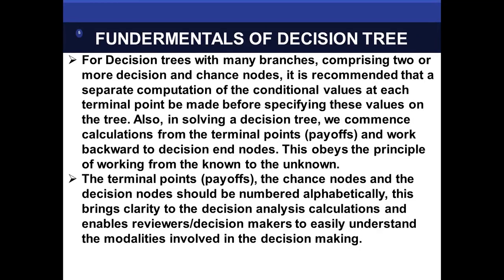Fundamentals of decision tree. For a decision tree with many branches: some decision trees have a few branches, some have many branches, depending on how complex the decision to be made is. For a decision tree with many branches comprising two or more decision and chance nodes, it is recommended that a separate computation of the conditional values at the terminal point be made before specifying these values on the tree. I will explain. Every payoff is located at the extreme right end of a decision tree. For every payoff, you have the values at the terminal payoff. So, let me use a typical example to put this in the right perspective.